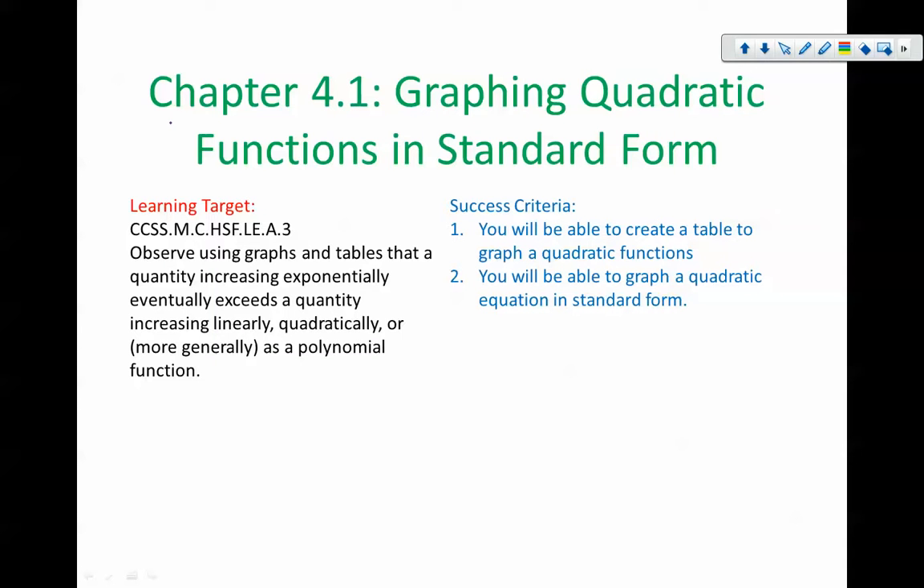Ladies and gentlemen, welcome. This is chapter 4, and in this chapter we are focusing on quadratic functions. In this particular section and series of videos, we're going to be able to create a table to graph a quadratic function. We'll also be able to graph a quadratic function that is in standard form, where we use some formulas to make that happen.